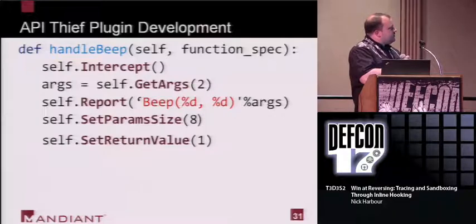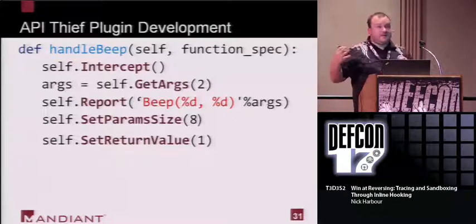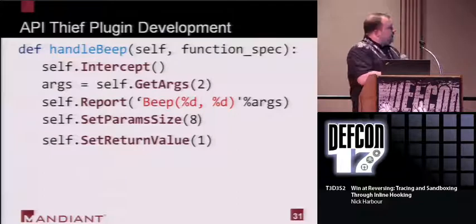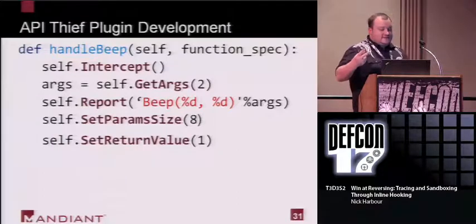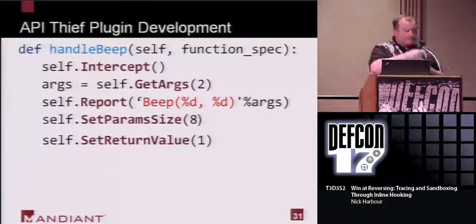This particular function is going to intercept it. So beep, the real beep, is never going to get called. It's going to get the arguments that were passed into it. Like I said, there's 2 arguments. It's going to report those to our GUI console.